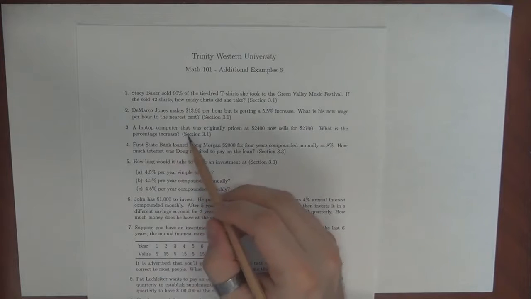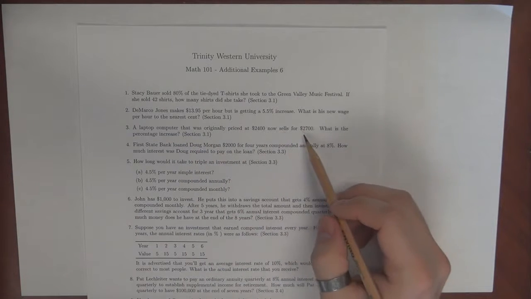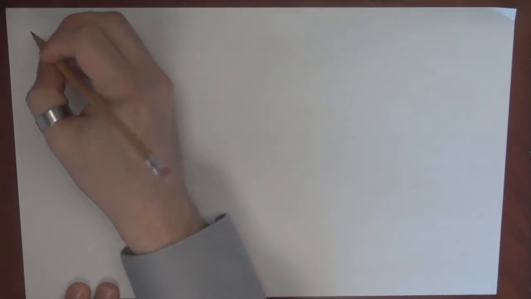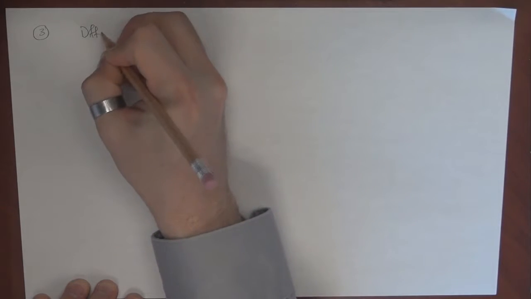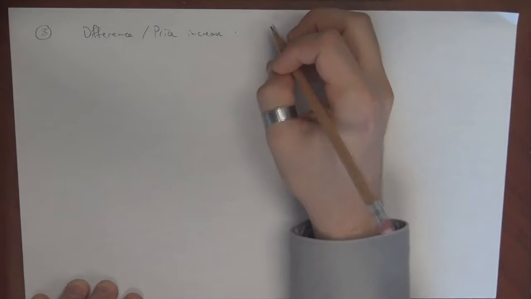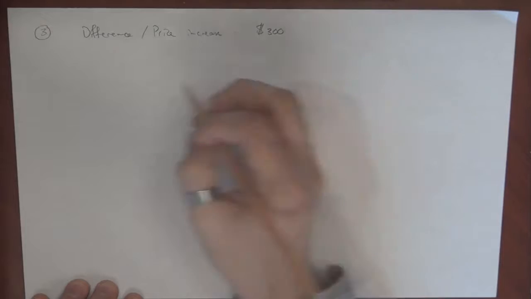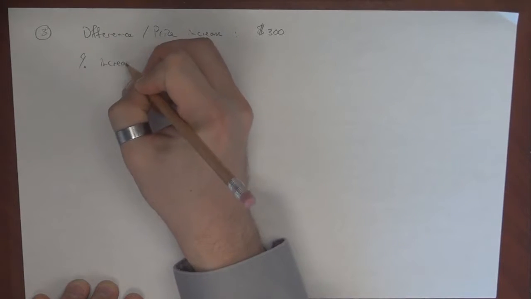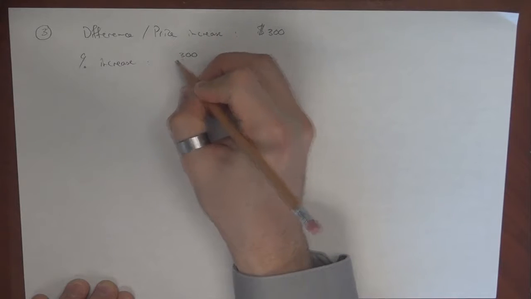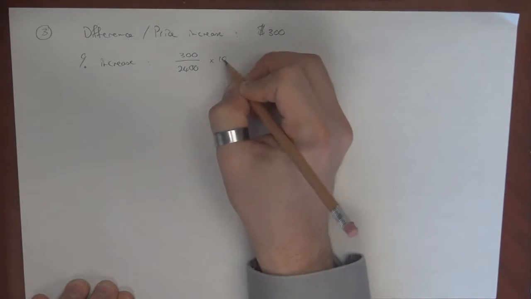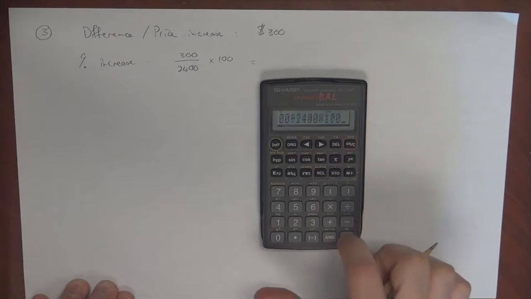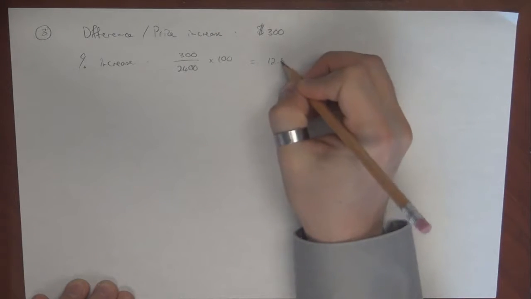For number 3, a laptop computer that was originally priced at $2,400 now sells for $2,700. What is the percentage increase? So, for that, let's say number 3, what is the difference, or the price increase in dollars? Well, clearly it is $300. So then the percentage increase is the difference as a percentage of the original amount. So I get 300 as a percentage of the original amount times 100. So I get 300 divided by 2,400 times 100, 12.5%.